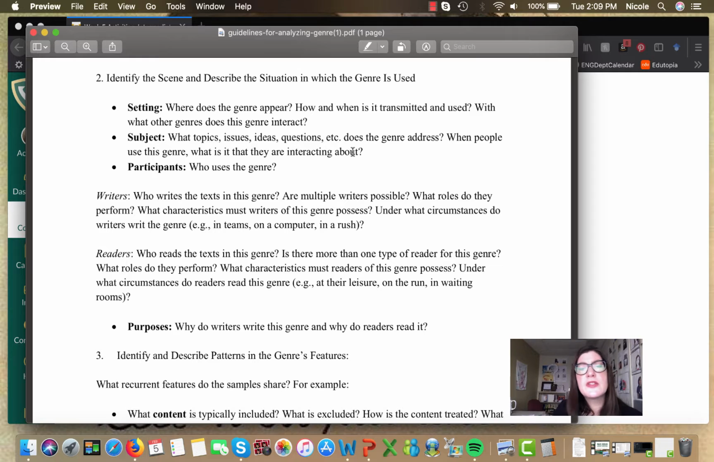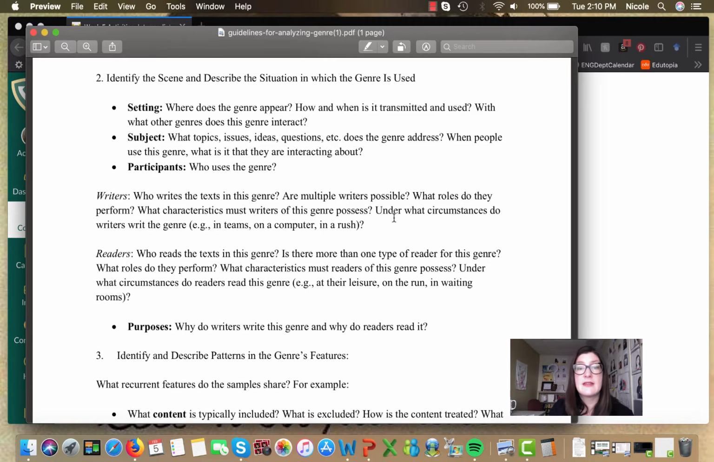Subject. So this is topics, ideas, what are the main themes of the genre? It's more about the content. And then we have participants, who uses the genre. So who's reading it, who's writing it, etc. Participants, this kind of connects here with these subpoints, writers and readers. Participants are the writers and readers.